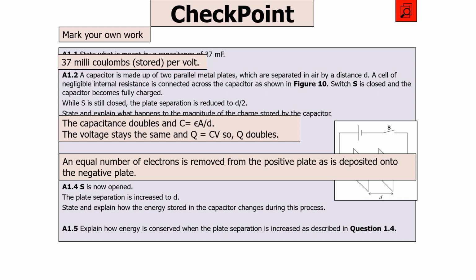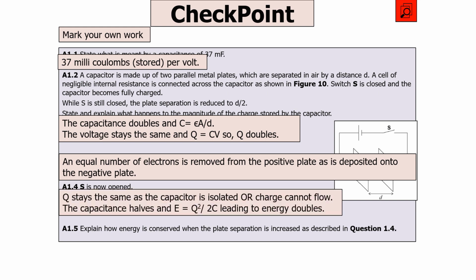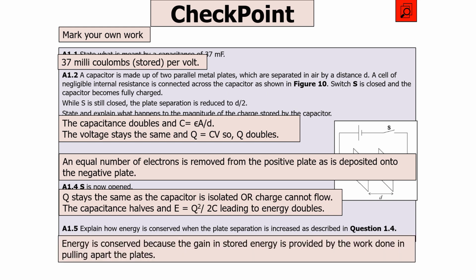Now in our next question here, you know that the charge will stay the same because the capacitor is isolated, so the charge can't flow. So therefore if the capacitance halves and we use our energy stored in the capacitor equation, the energy will therefore double. And then how will this energy be conserved? Because the gain in stored energy is provided by work being done in pulling the plates into a further separation away from each other.